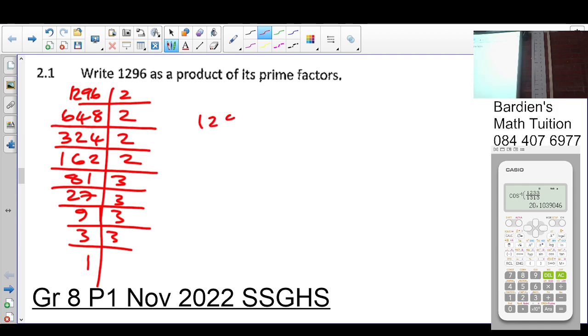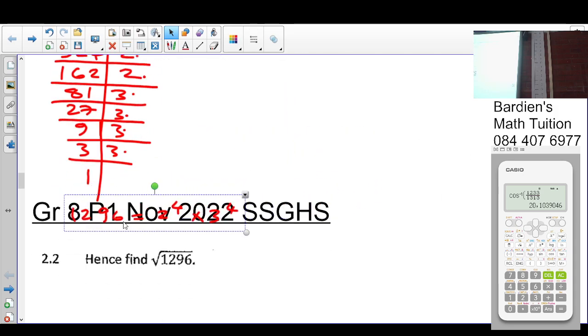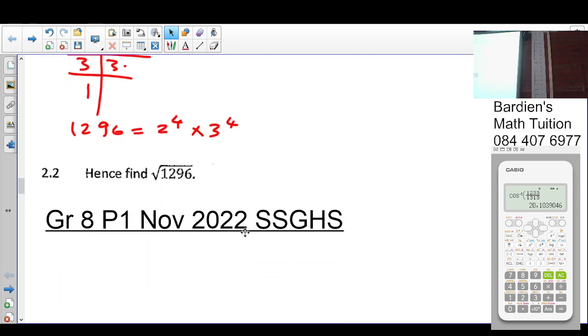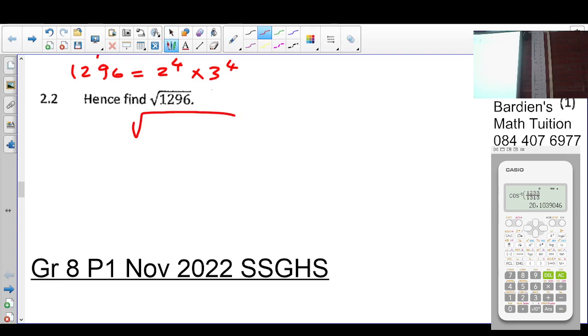So 1,296, of course, can be written as 2 to the 4 times 3 to the 4. There we go. Then it says, find the square root of 1,296. Okay, so what we do is we then say this is simply the square root of 2 to the 4 times 3 to the 4. As you can see, it's the same number.